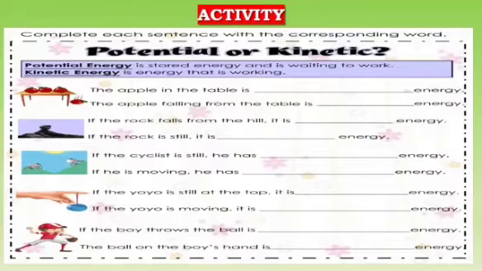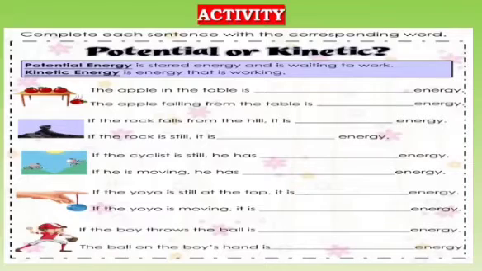First sentence, the apple on the table is dash energy. Next one, the apple falling from the table is dash energy. Next one, if the rock falls from the hill, it is dash energy. Next one, if the rock is still, it is dash energy. Next one, if the cyclist is still, it is dash energy. Next one, if he is moving, he has dash energy.